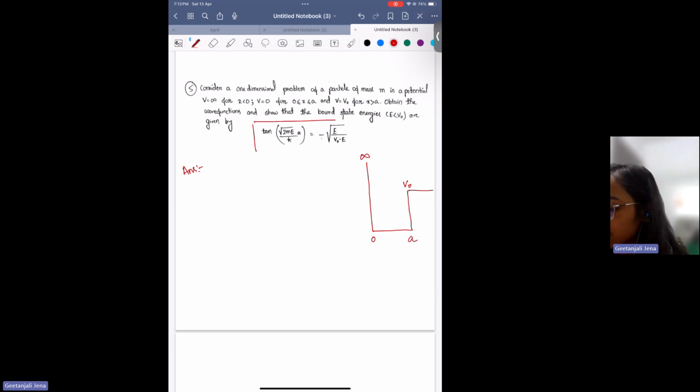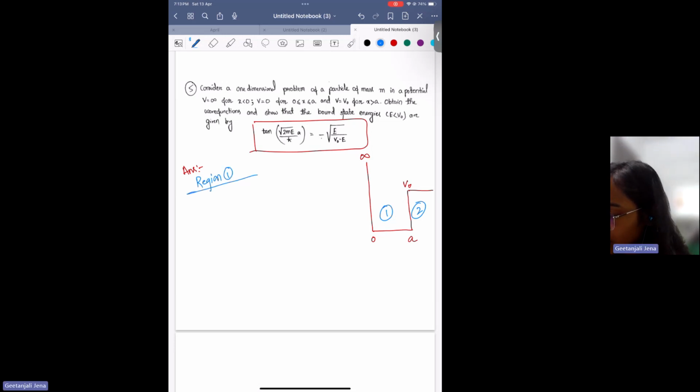so that the bound state energies, which are E less than V0, are given by this transcendental equation. So first we have to calculate the wave function. The way to solve it, like I said before, is to solve the Schrodinger equation in different regions. So we have region 1 where V is 0 and region 2 where V is V0. Let us solve region 1.